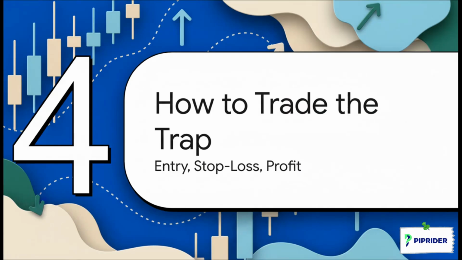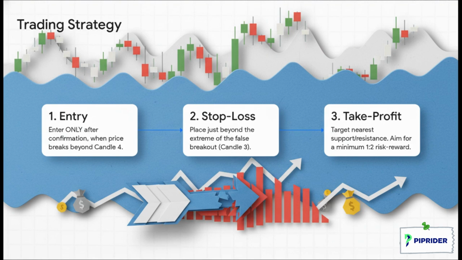Okay, so the big question: how do you actually trade this thing? Spotting the pattern is great, but you need a solid plan to act on it. So let's walk through a simple 3-step strategy. And listen, discipline here is everything. Rule number 1, be patient. You only enter the trade after that trap is confirmed. Got it? Okay. Rule number 2, your stop loss goes in a very specific place, just beyond the extreme point of that false breakout. That's your I-was-wrong point. And number 3, you need a clear profit target. Look for the nearest support or resistance, and always aim for a reward that's at least double your risk.